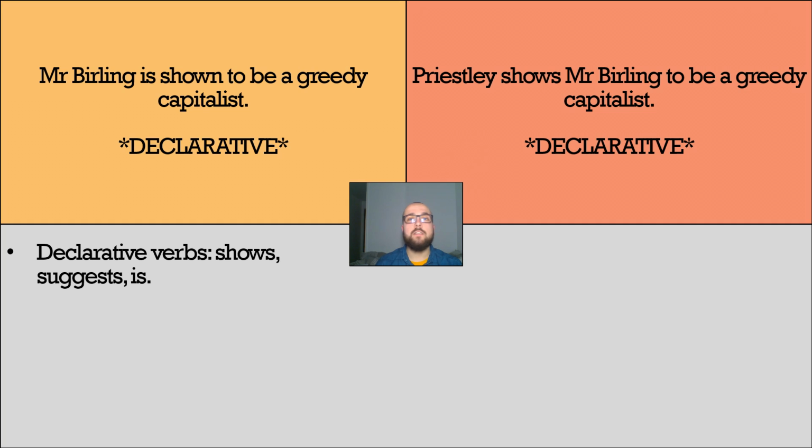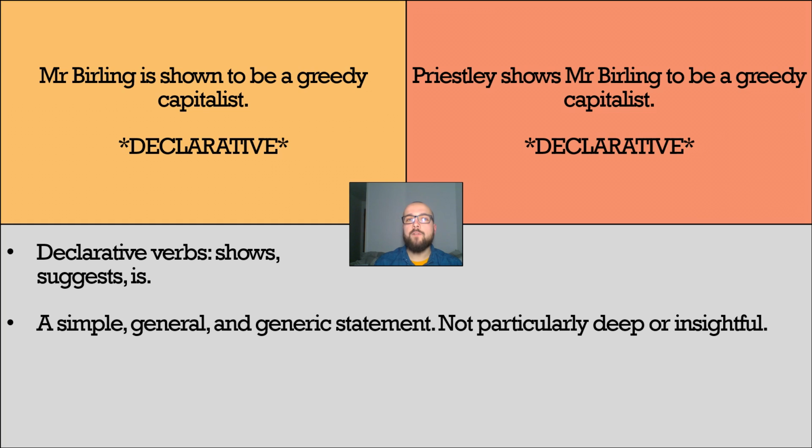So both of these examples use what I am calling declarative verbs, examples of which include shows, suggests, and even is, and of course their various tense forms as well. However, these verbs tend to create analysis that is simple, general, and generic. The analysis they create is not particularly deep or insightful.